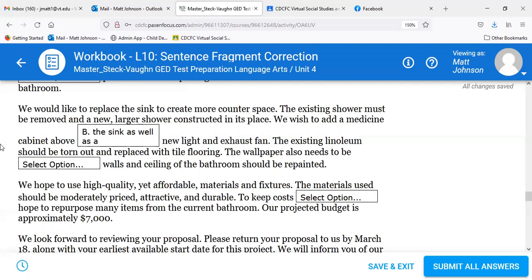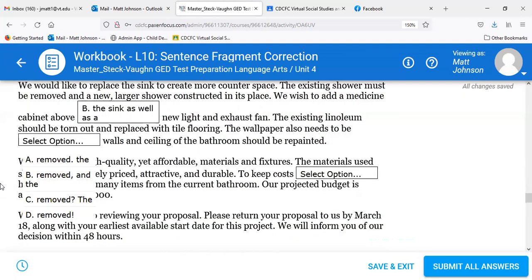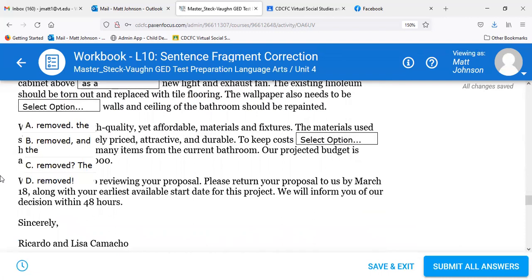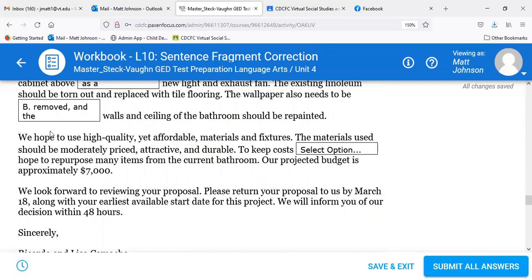The existing linoleum should be torn out and replaced with tile flooring. The wallpaper also needs to be removed. I think the answer is B. B again. Yep, the materials used be removed, comma, and the walls and ceiling of the bathroom should be repainted.